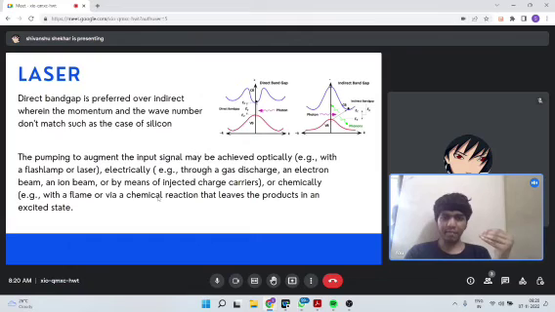So it is much more convenient to carry in the case of direct band gap. For example, the case of GaAs, which is gallium arsenide, compared to the indirect band gap of cases such as silicon. So for laser applications and stimulated emission, the ideal thing to use is ones with direct band gap.